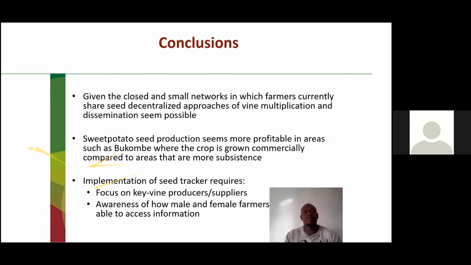To conclude, I would like to say that given the close and small network in which farmers currently share seed, decentralized approaches of seed production seem possible. And we see that seed production is more profitable in areas such as Bukombe, where the crop is more commercial. And the implementation of seed tracker requires us to focus on key vine producers and have more awareness of how male and female farmers can access information.